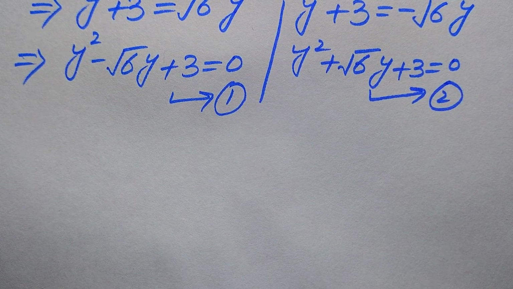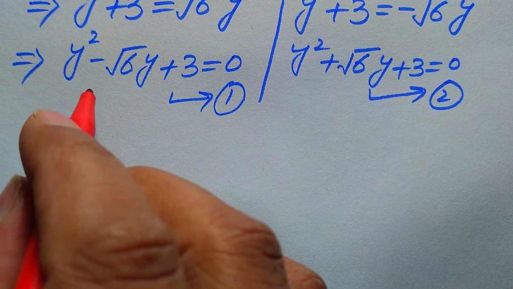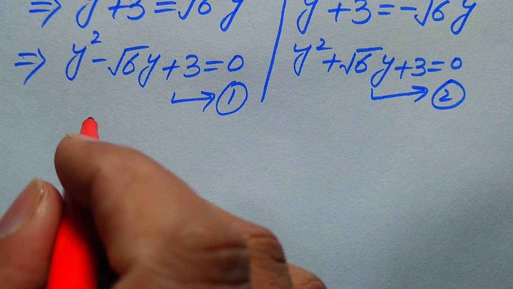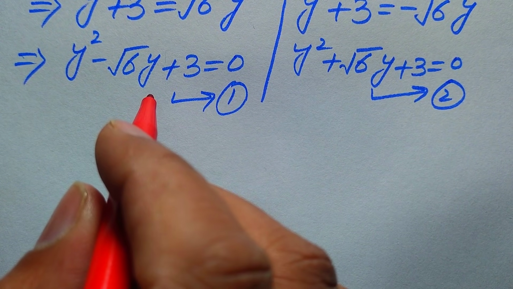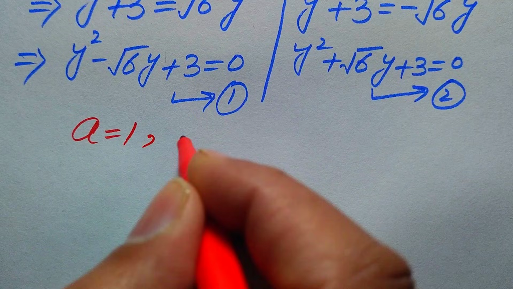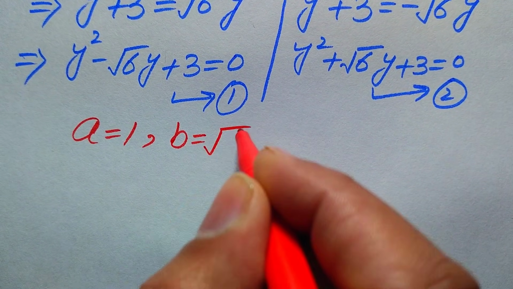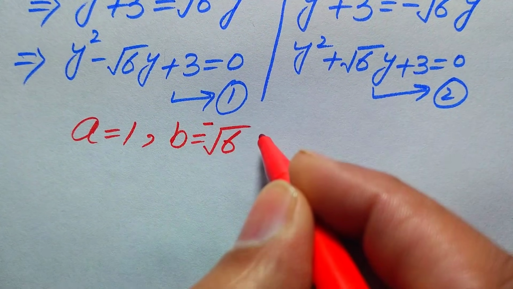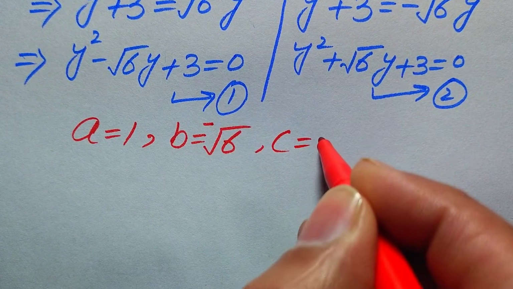So these are the two quadratic equations, and we solve both of them. But first we focus on equation number 1, and here we use the quadratic formula to solve this equation. For this we write the coefficients of this equation, and its coefficients are a equals 1, b equals minus square root of 6, and c equals 3.